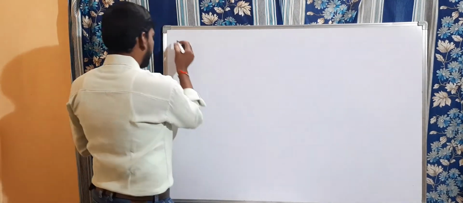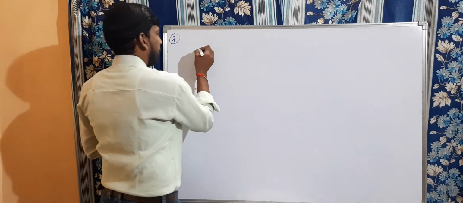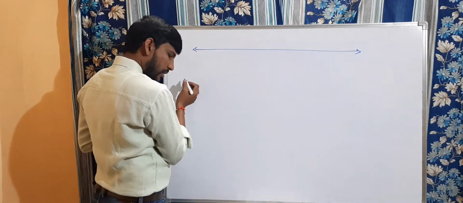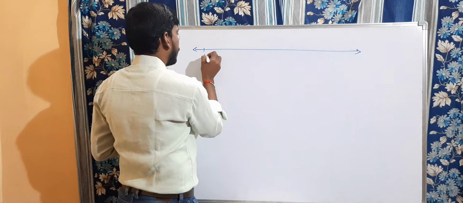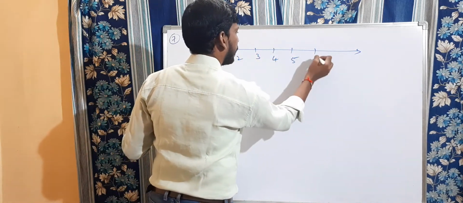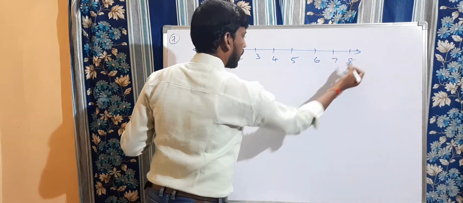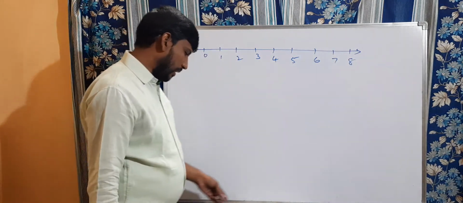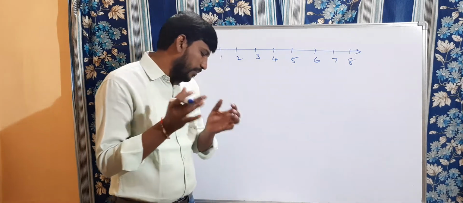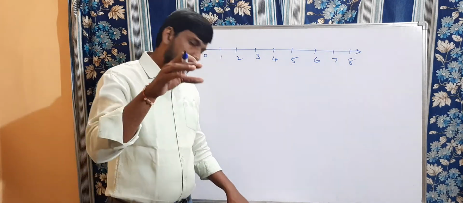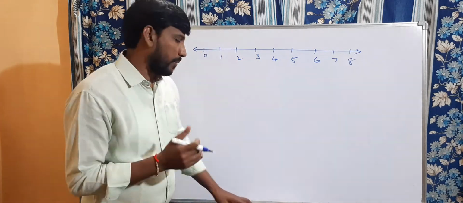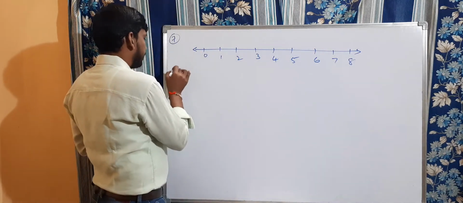Now question number 7. They are given a number line. So here they have given 0, 1, 2, 3, 4, 5, 6, 7, 8 like that. They are asking between which two whole numbers on the number line the given numbers lie, as well as which of these whole numbers is nearer to the number. I am going to explain B1.